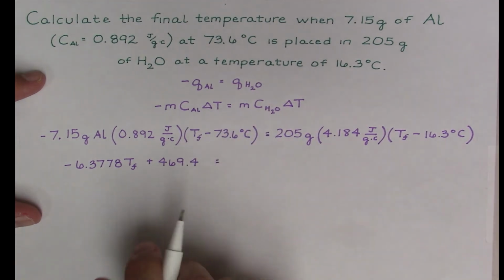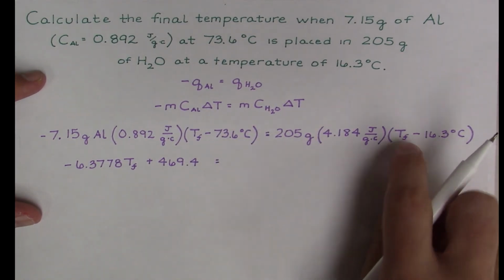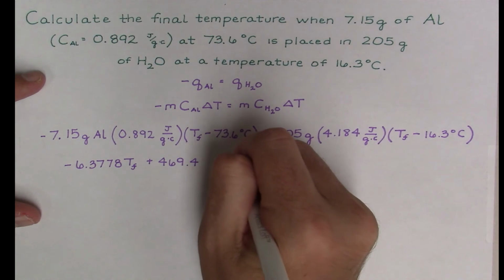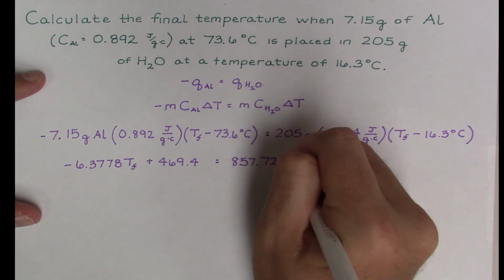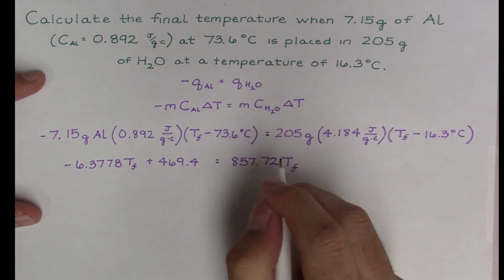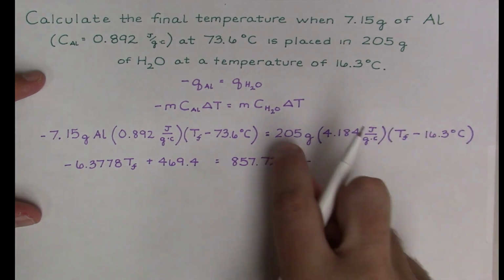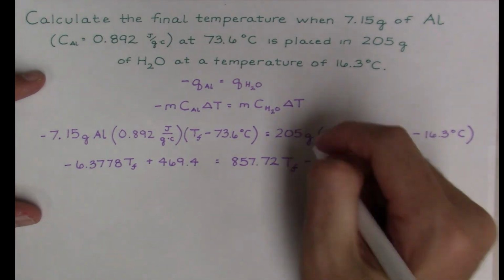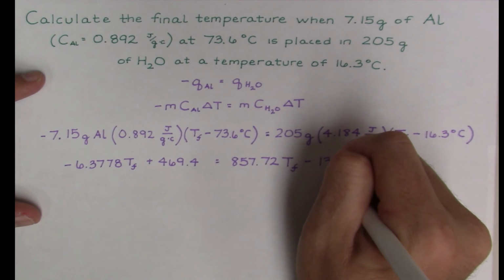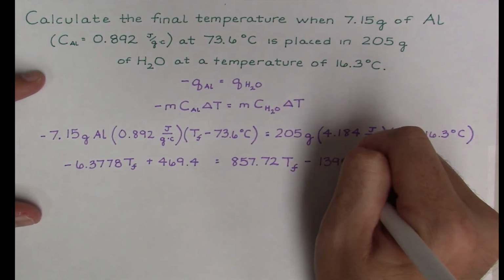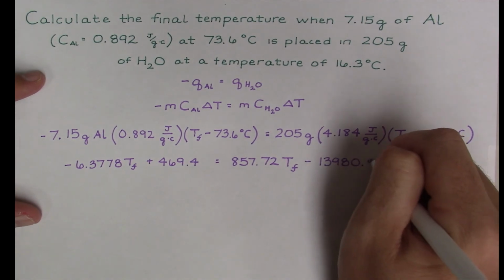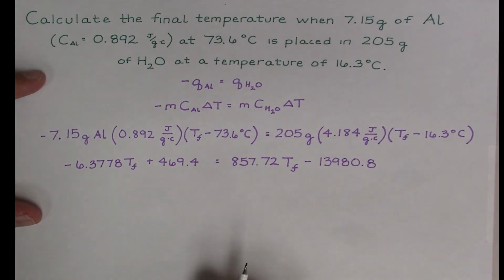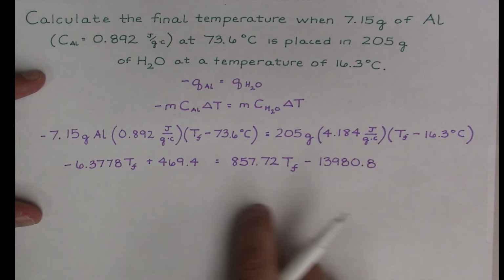Then we can set this equal to the distributed values of the right side. So we can take our 205 and our 4.184 with our temperature final and get a value of 857.72 temperature final minus, and we can distribute those front two terms with our temperature at the end, and that is a value of negative 13,980.8. So now that we have these values, we need to collect our terms.